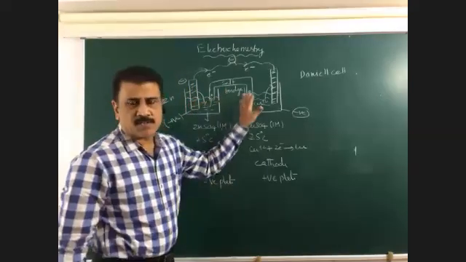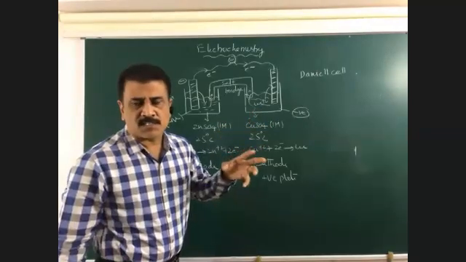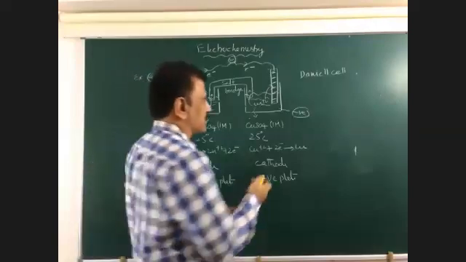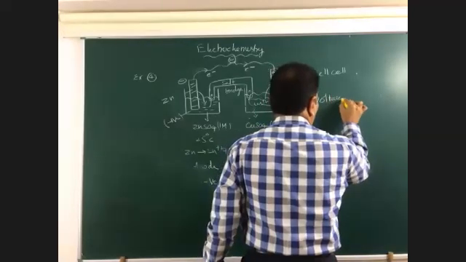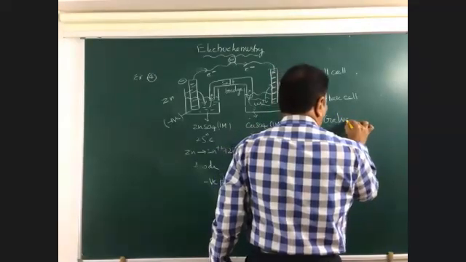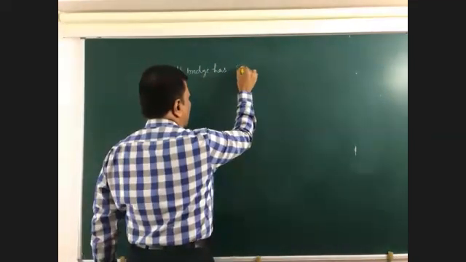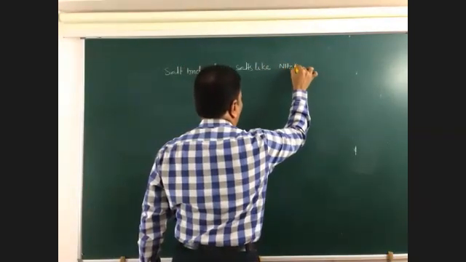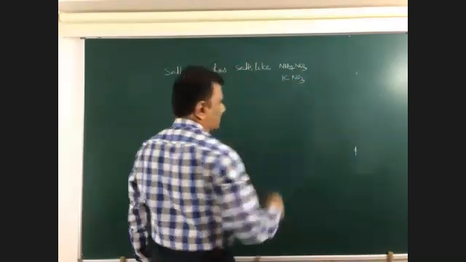In this, chemical changes are causing electrical energy. Chemical reaction causes electrical energy. Such types of cells are called voltaic cells, or another name, galvanic cells. A salt bridge has salts like ammonium chloride, ammonium nitrate, or potassium nitrate.